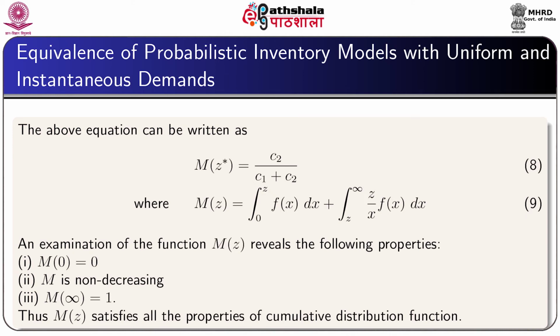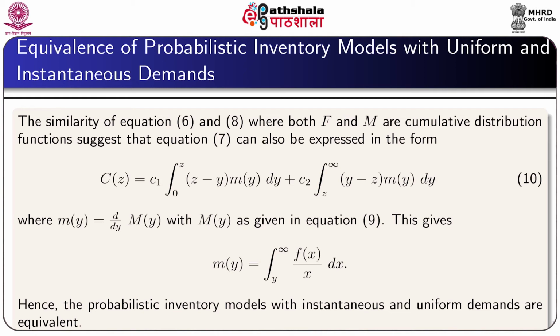The above equation can also be written as M(z star) is equal to C2 by C1 plus C2, where M(z) is equal to integral 0 to z f(x) dx plus integral z to infinity z by x f(x) dx. If we see the function M(z), it has the following properties. We see that M(0) equal to 0 and M is non-decreasing, also M(infinity) equal to 1. This shows that M(z) satisfies all the properties of a cumulative distribution function.